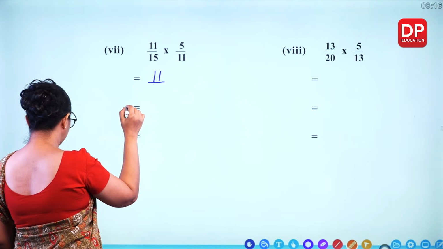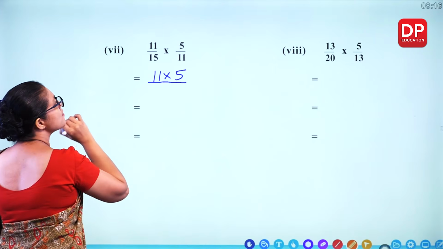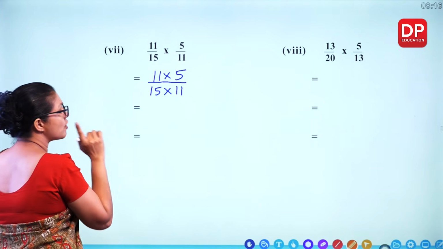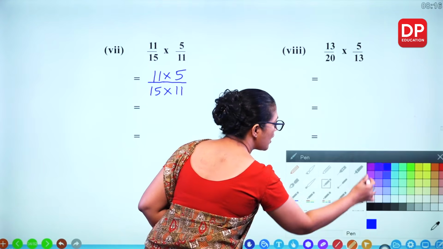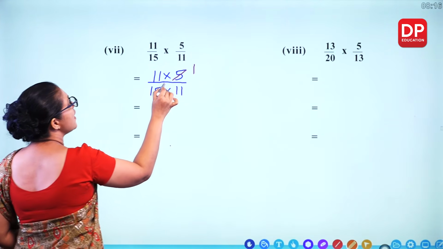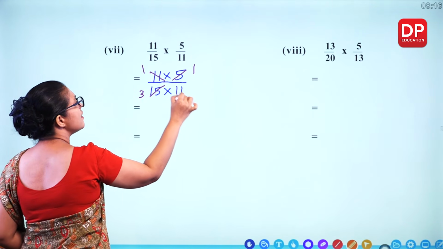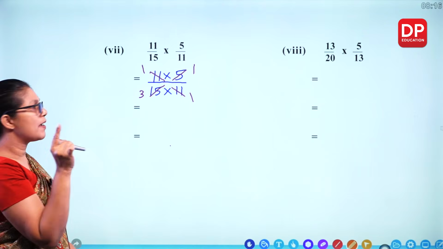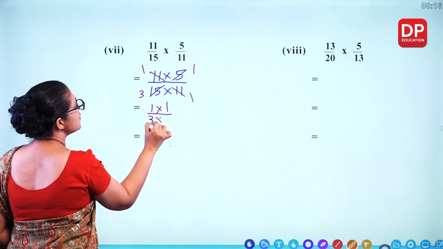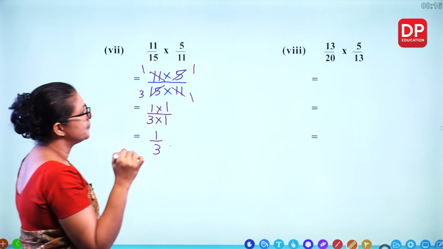This one, 11 over 15. So here, multiply the numerator, 11 times 5. Here 15 times 11. Cross out the common factors. Divide by 5, this is 1 and 3. You can divide these two by 11. 1 and 1. Now multiply the numerator. 1 times 1. Denominator 3 times 1. So 1/3 is the answer.